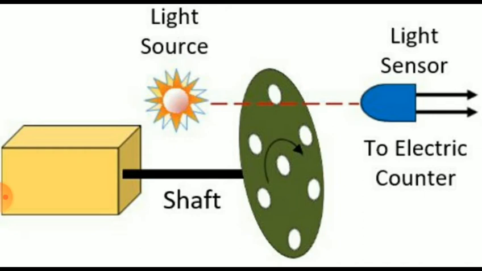When the opaque portion of the disc is in between the light source and the sensor, the sensor is unilluminated and produces no output. Opaque portion means the portion between the two holes. It is a solid portion through which the light does not pass. That is called the opaque portion. But when a hole appears between the two, light falling upon the sensor produces an output pulse. The frequency at which these pulses are produced depends upon the number of holes and the speed of rotation.